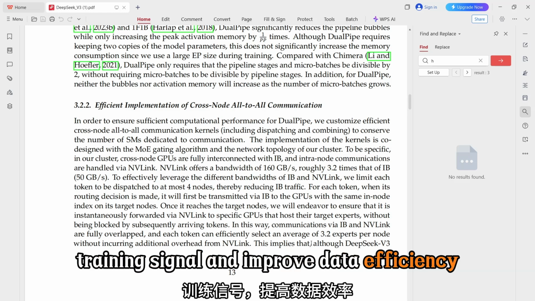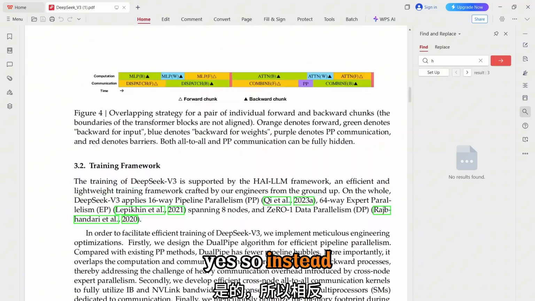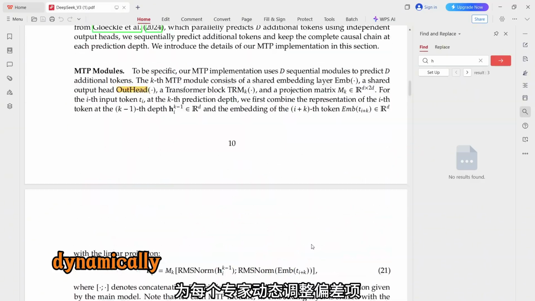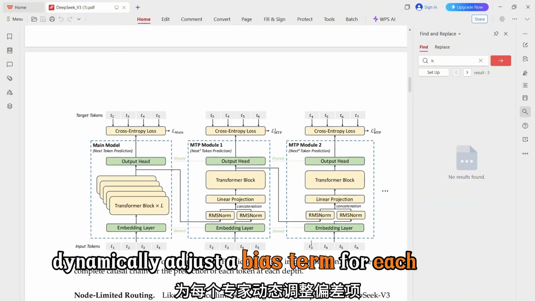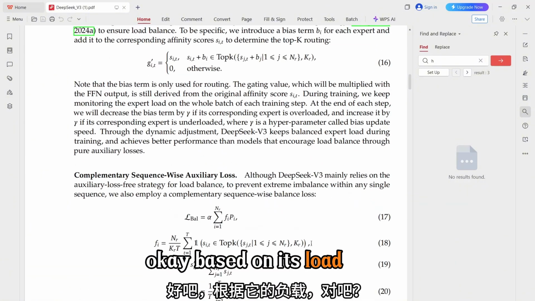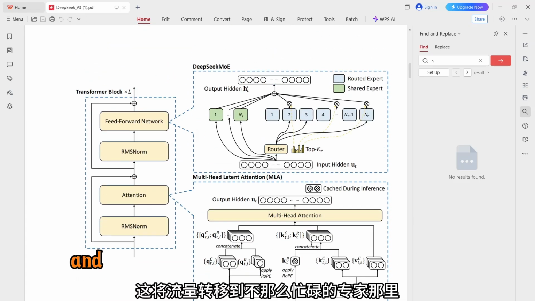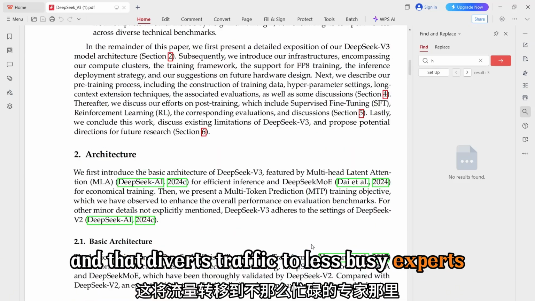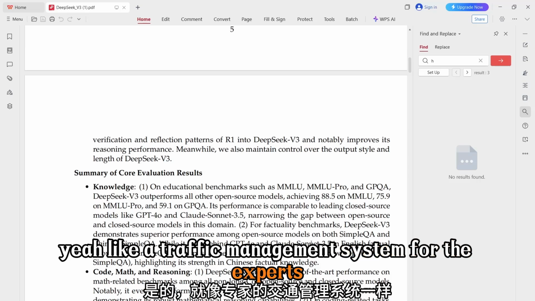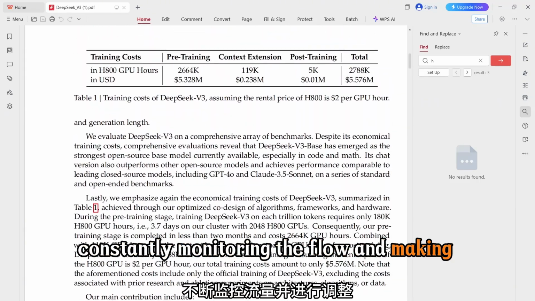And improved data efficiency. Yes, so instead, DeepSeek V3 dynamically adjusts a bias term for each expert based on its load. Right, if an expert is getting too many requests, the system makes it less appealing, and that diverts traffic to less busy experts. Yeah, like a traffic management system for the experts, constantly monitoring the flow and making adjustments.